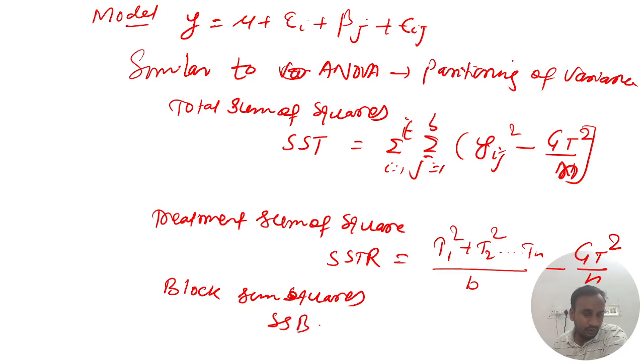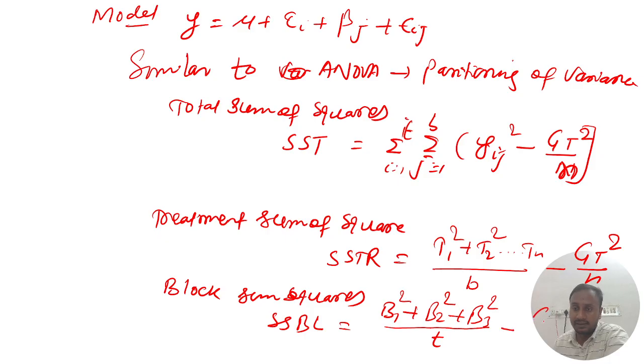SSBL. It's B1 square, B2 square, B3 square by number of treatment minus GT square by N. So now we have calculated SSTR, we have calculated SSB.